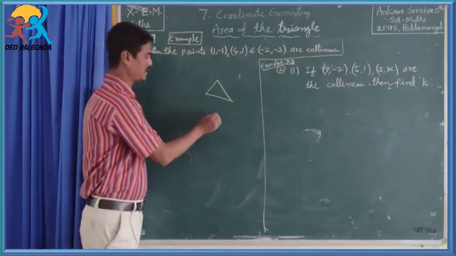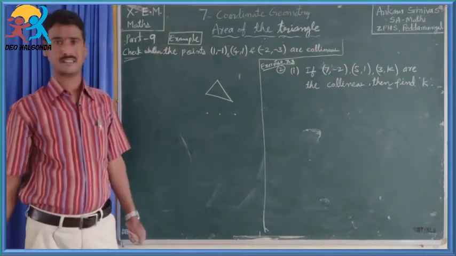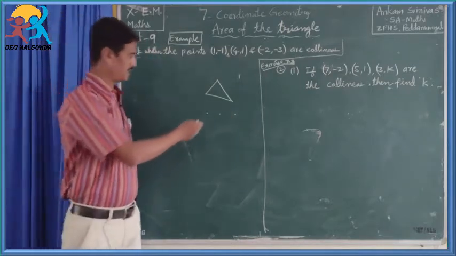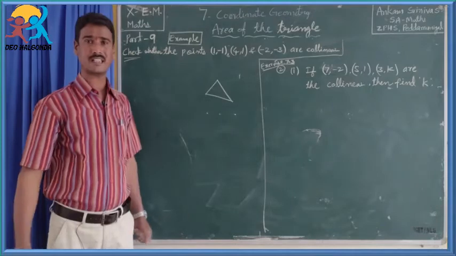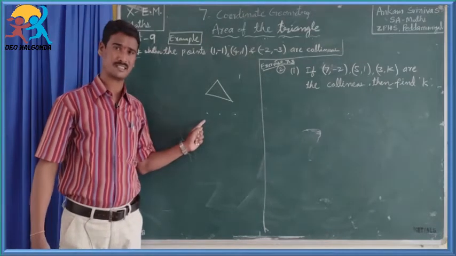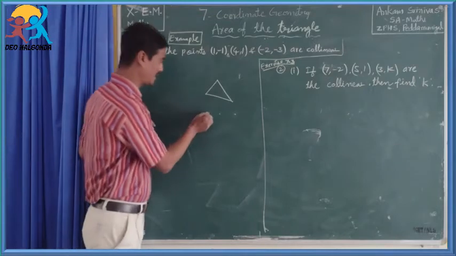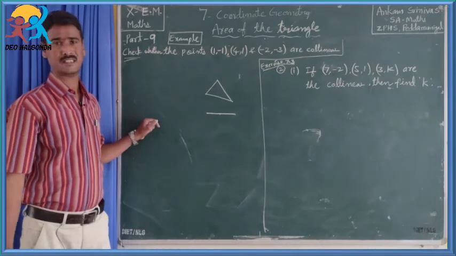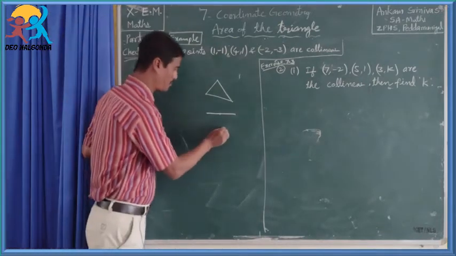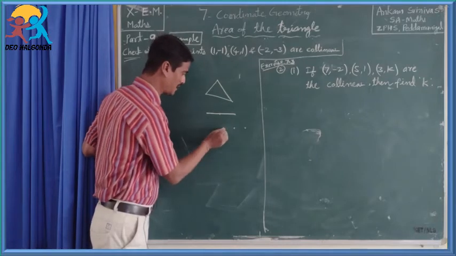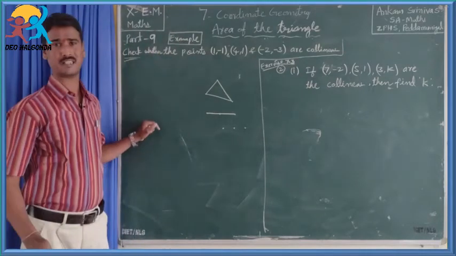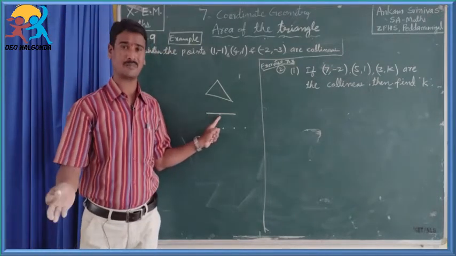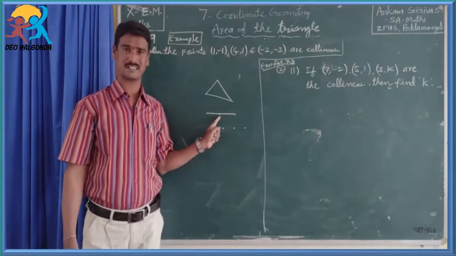Suppose I take three points collinear, that means the three points lie on the same straight line. Can you form a triangle in this case? Let's try. No, not possible, because it forms only a straight line, not a triangle. So if you take three points that are collinear, they do not form a triangle. That means no triangle, and no triangle means no area of a triangle.